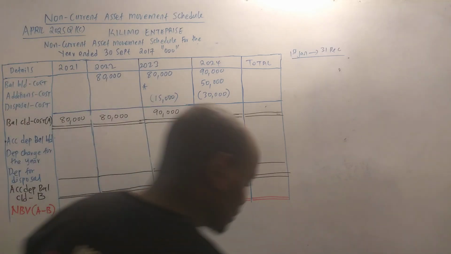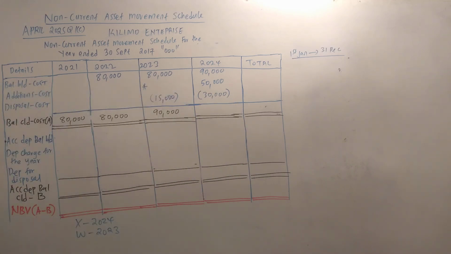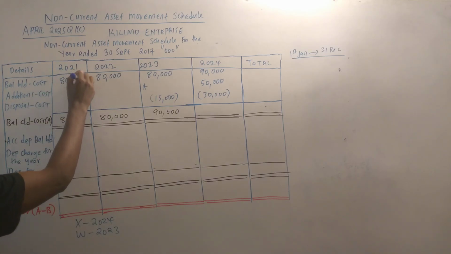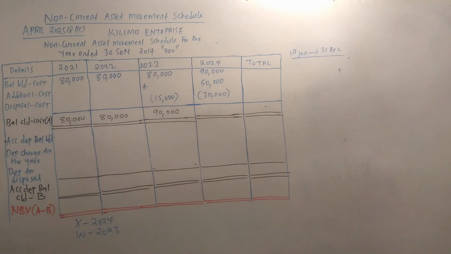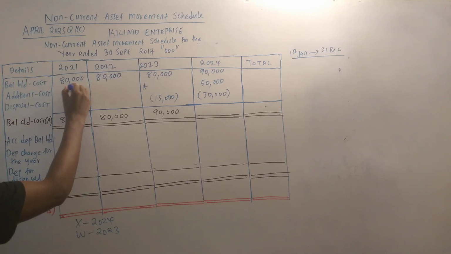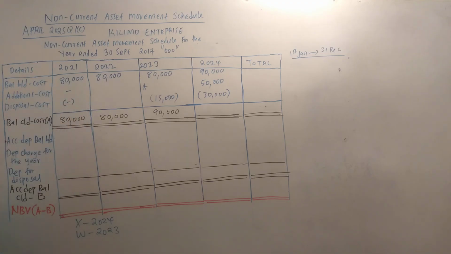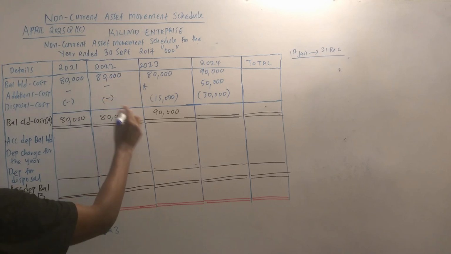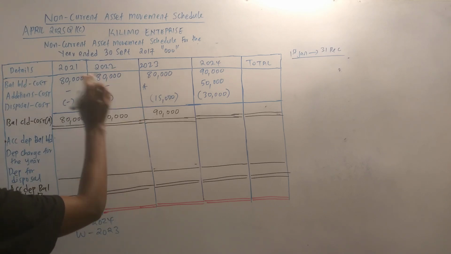Let's pick our pen. From all the information that we have inserted, there was no disposal or addition in 2021, meaning this balance will also be 80,000. So 80,000 plus 0 minus 0 will be 80,000. Also in this case, there was no addition or disposal, so 80,000 plus 0 minus 0 is 80,000.